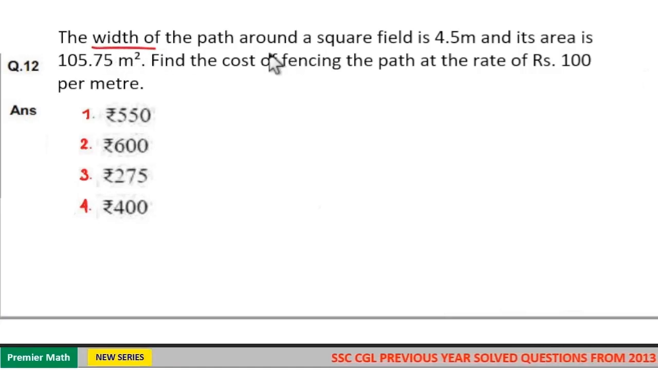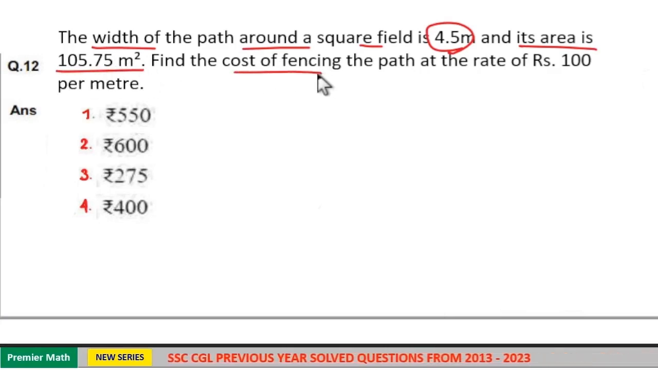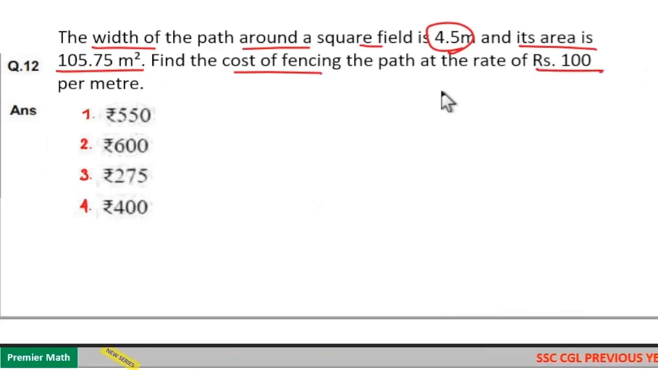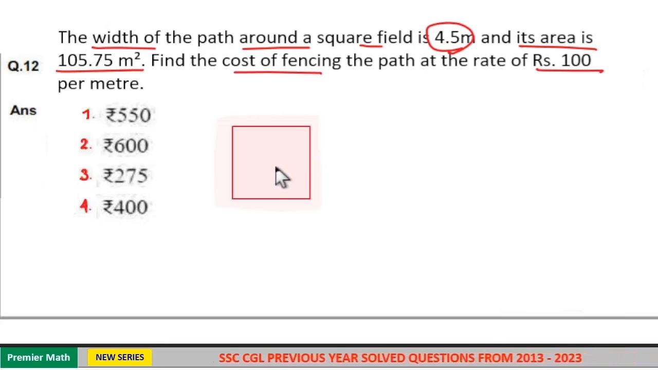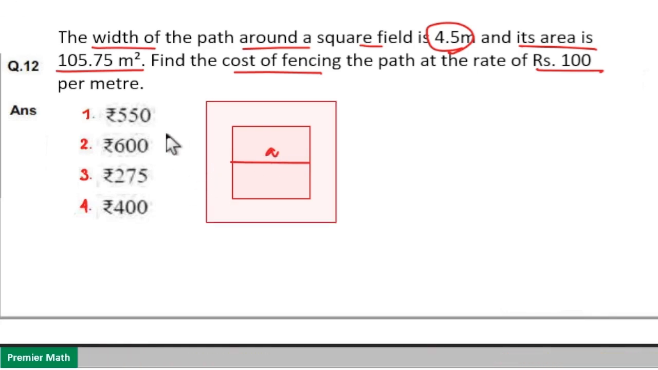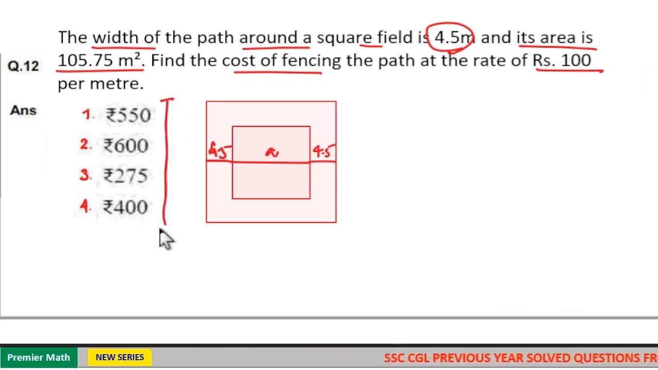The width of the path around a square field is equal to 4.5 meter and its area is 105.75 meter square. Find the cost of fencing the path at the rate of rupees 100 per meter. Here this is the ground. Consider ground width as a meter. Now this is the path surrounding the ground and path width is equal to 4.5 meter. This is also 4.5 meter. Now side length of this largest square is equal to a plus 4.5 plus 4.5, that is a plus 9.